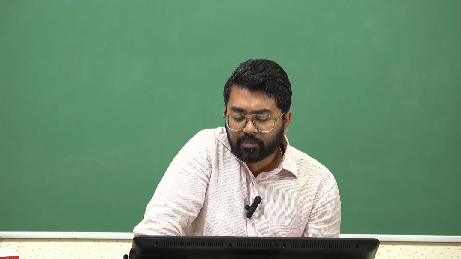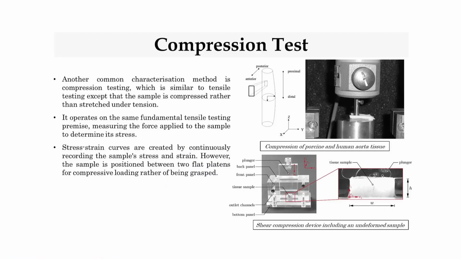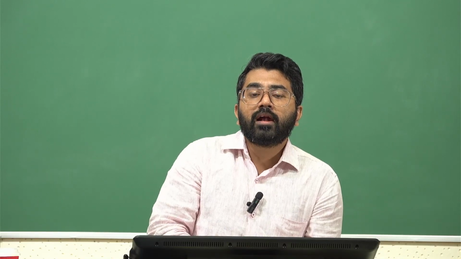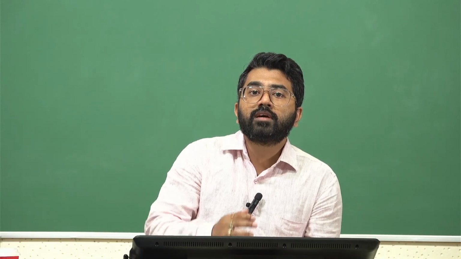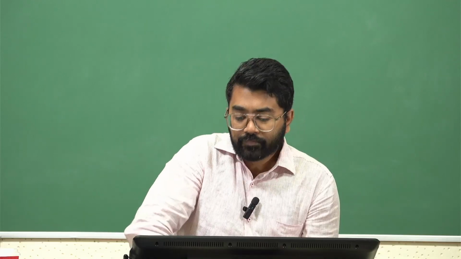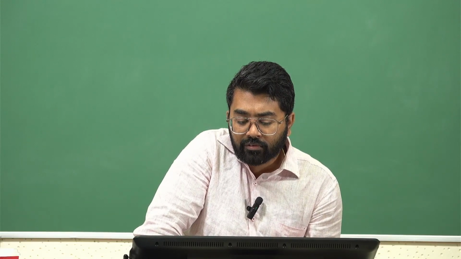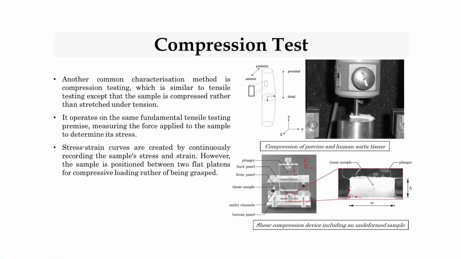So here is an example where you're looking at a shear compression test device, and many of these devices or fixtures you can build using 3D printing or machining operations, where you need to apply a certain kind of loading at a certain point of interest, and you do not want to use the basic equipment of a UTM, right? So there is a plunger, there is a black panel, front panel, tissue sample which is in between, outlet channel, bottom panel. So you are trying to look at a shear loading on the tissue.